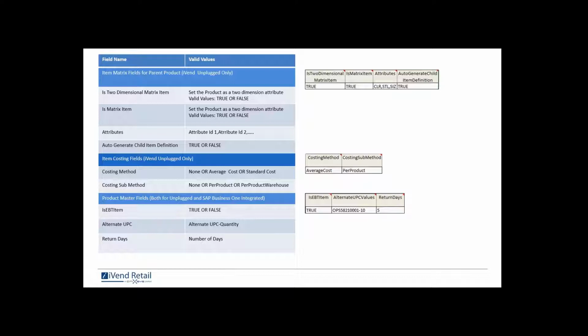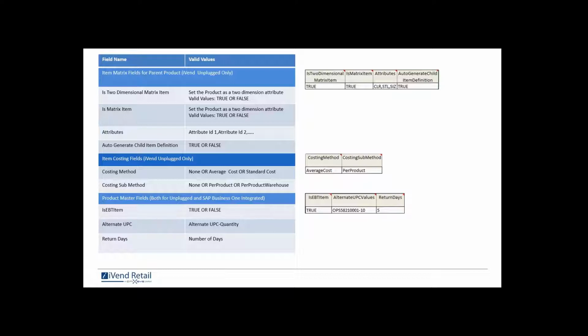So for the costing method, I can select either none, average or standard cost. And once I have defined the costing method, I can go for the sub costing method, that whether this costing is going to be managed per product warehouse or none. Along with it, we have a couple of other fields introduced.